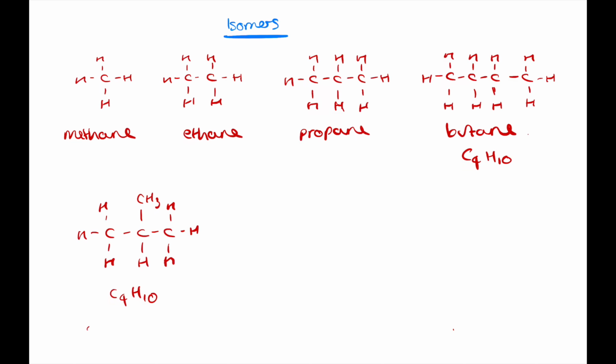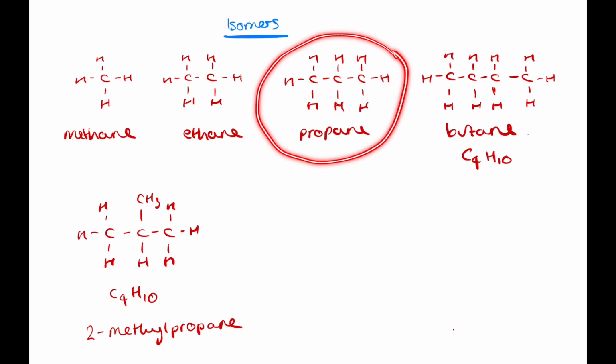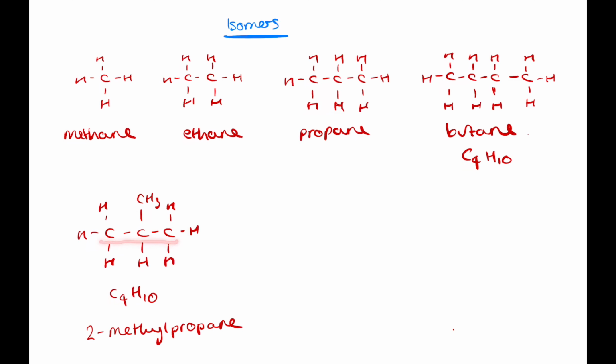Now this structure is called 2-methylpropane. Now the reason for this, we've got 3 carbons in a long chain. That's where the propane comes from. Just like propane has 3 carbons in one long chain. But this time, off the side of that chain, we've got a different group with 1 carbon in it. So it's a side group, which is a methyl group. Now that's carbon 1 and that's carbon 2. So that's where the number comes from to give it 2-methylpropane.